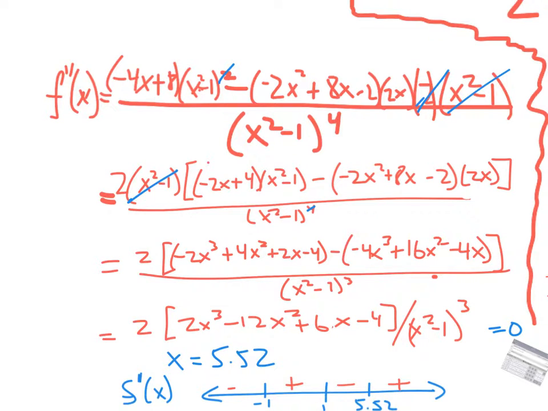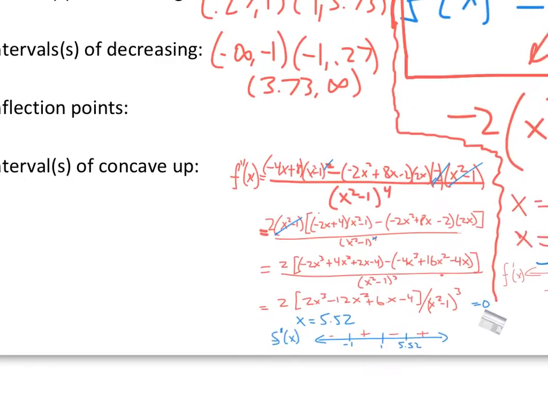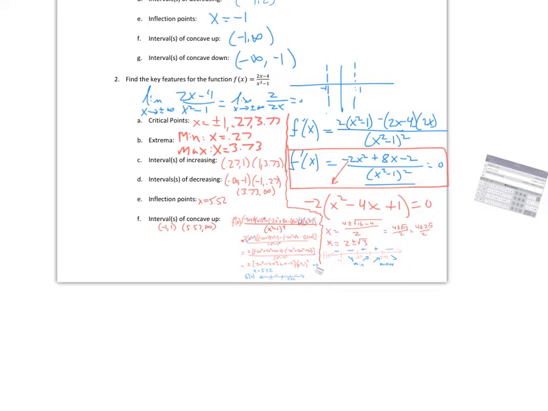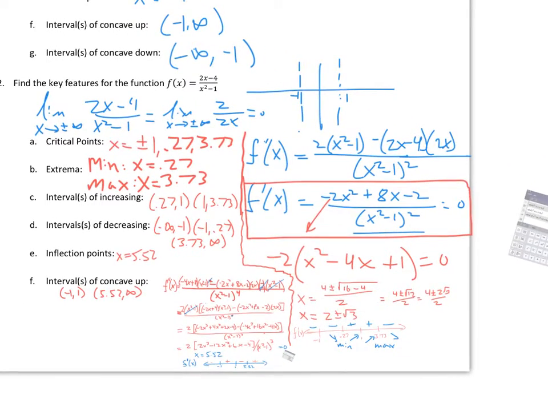All right. So let's go ahead and get this in here. We've got an inflection point, and that's at 5.52. And we got intervals of concave up, and that's from negative 1 to 1, and then from 5.52 to infinity, okay? And so, what does this mean after all this craziness? Well, we've got this.